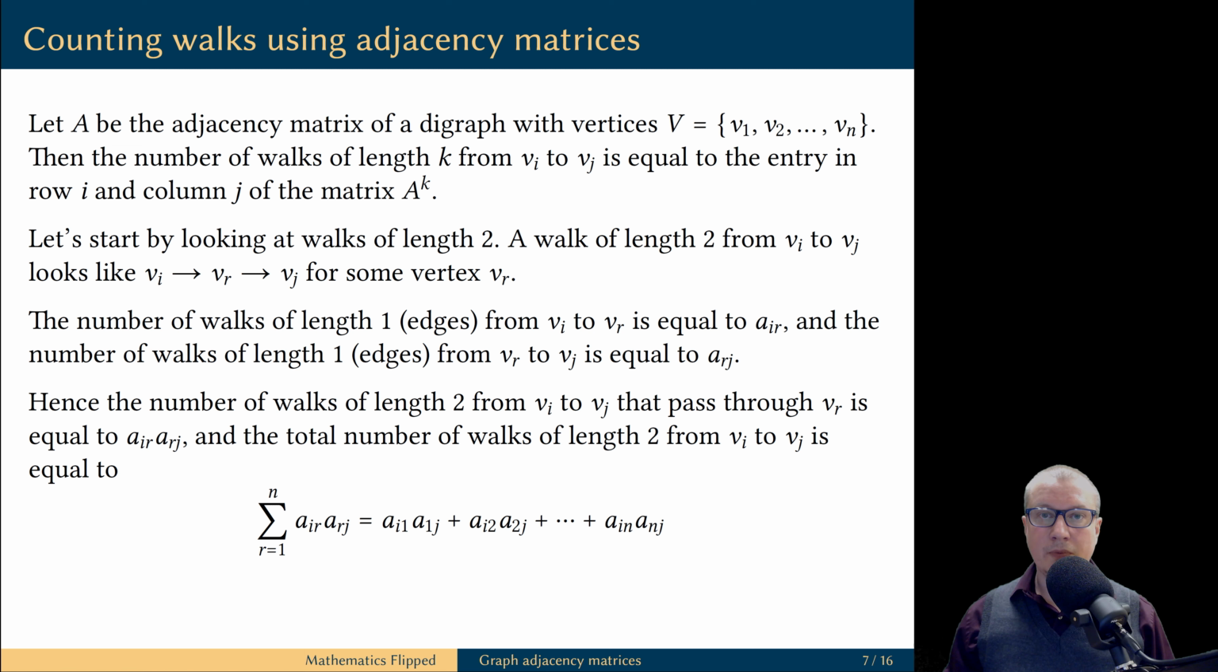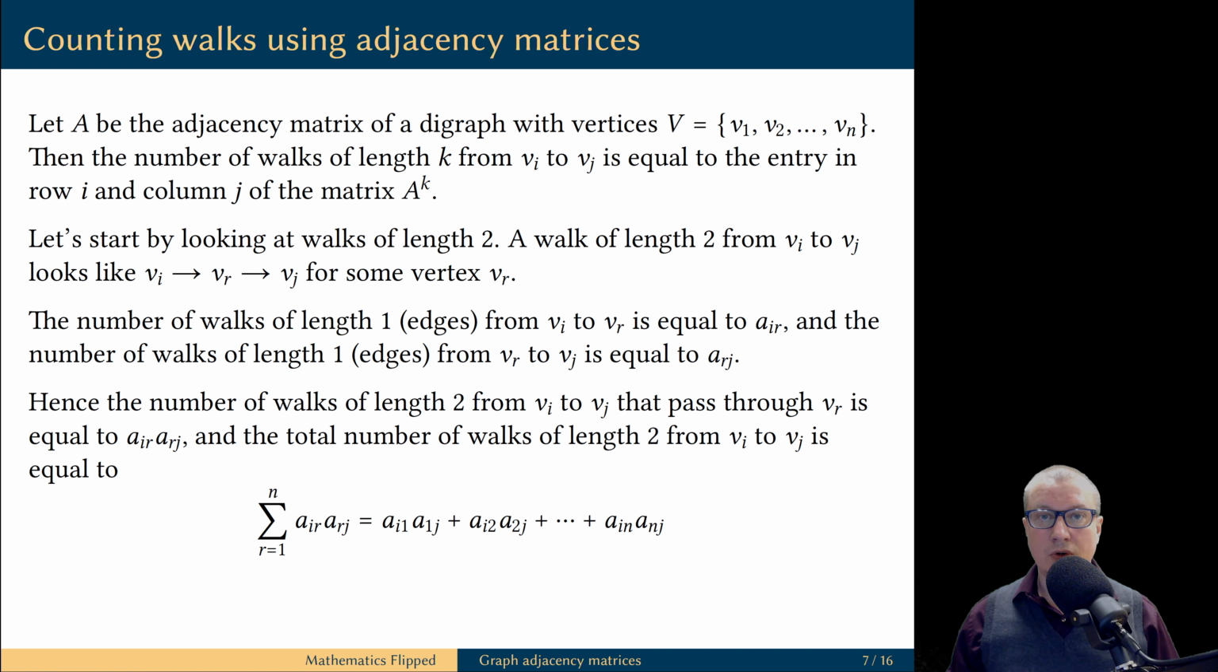Now, the number of walks of length 2 from Vi to Vj that pass through the vertex Vr is equal to the number of walks of length 1 from Vi to Vr, which is A_ir, multiplied by the number of walks of length 1 from Vr to Vj, which is A_rj. Therefore, the total number of walks of length 2 from Vi to Vj that pass through the vertex Vr is equal to A_ir multiplied by A_rj.